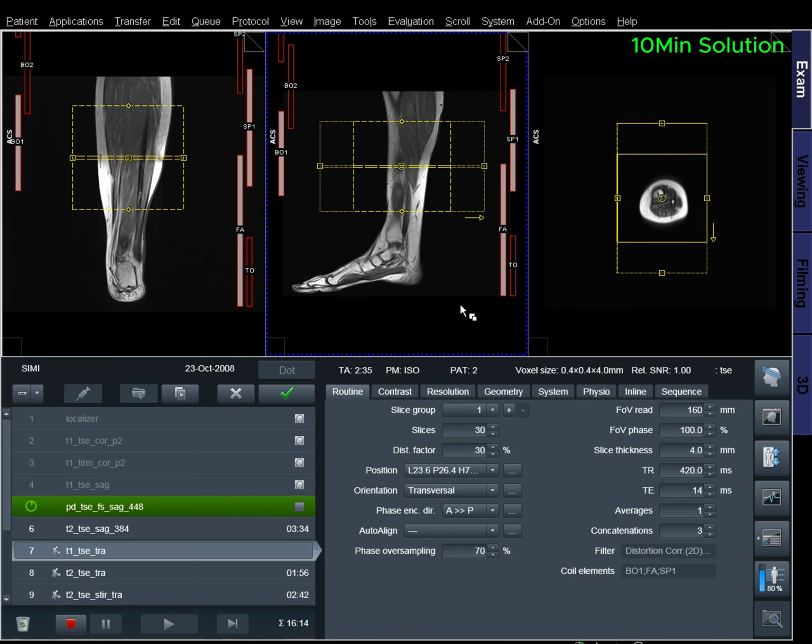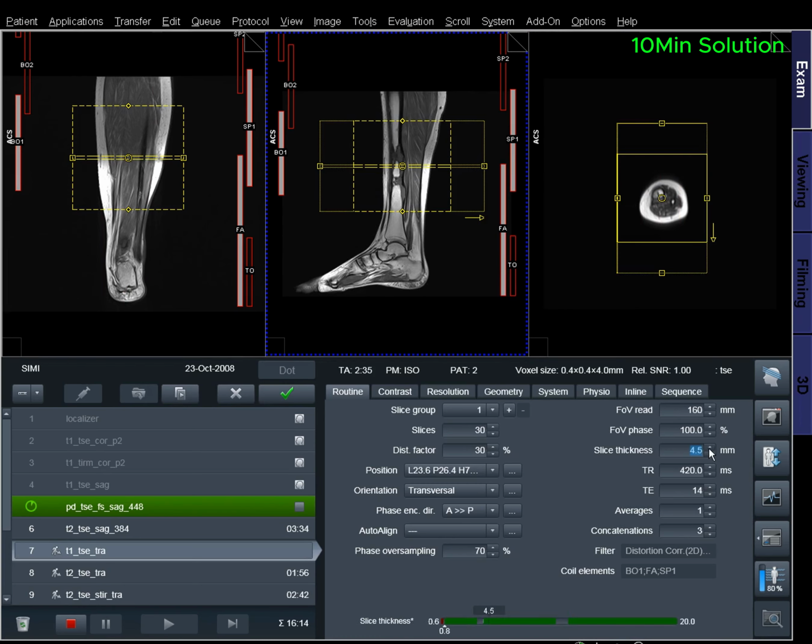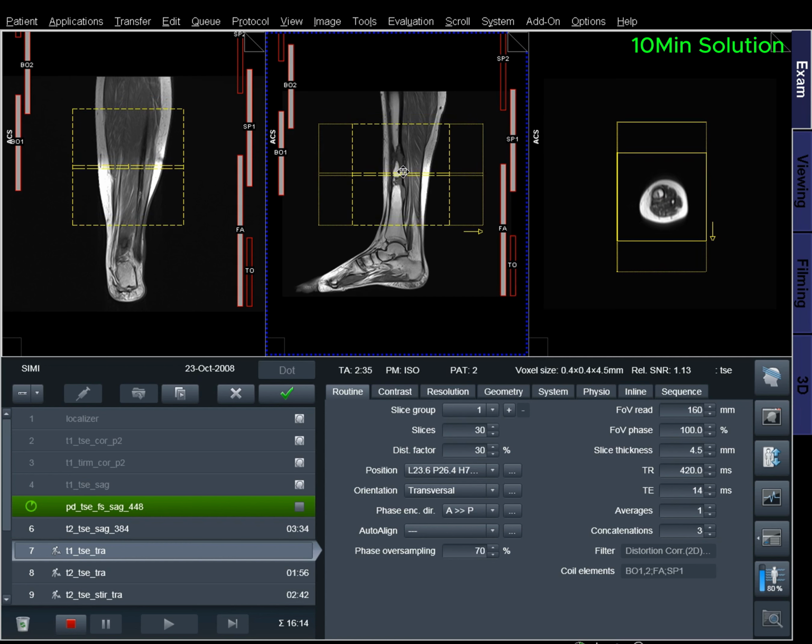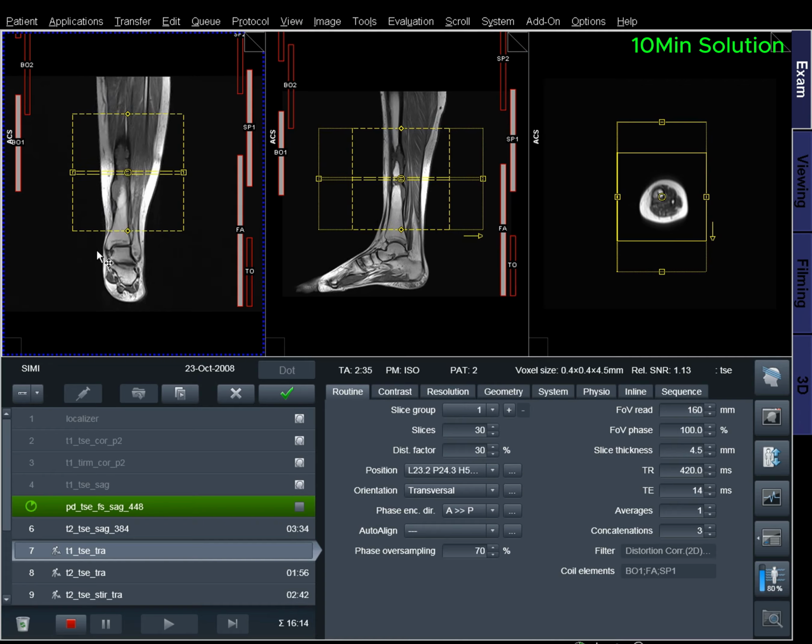T1 TSE axial. Plan the axial slices on the sagittal plane and angle the positioning block perpendicular to the shaft of the tibia. Verify the positioning block in the other two planes.